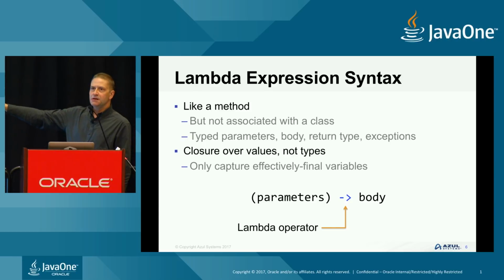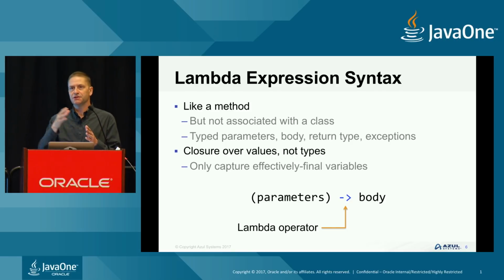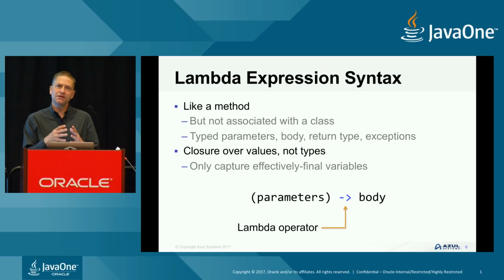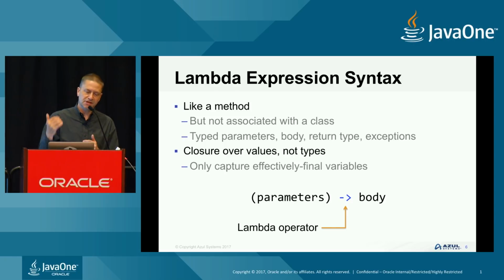In terms of the syntax, what we have is the left-hand side of the lambda operator are the parameters that we're passing to our method-like object, and the right-hand side is the body of our method-like object, but not associated with a class. So in terms of its structure, it is very similar to a method. It has a set of typed parameters, it has a body, has a return type, and it can throw exceptions. So all of those things are exactly the same as a method, but because it's not associated with a class, we don't call it a method.